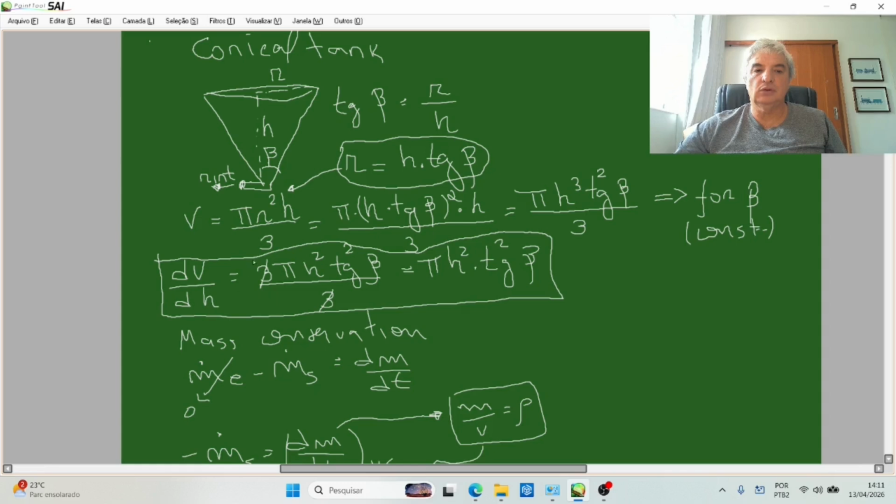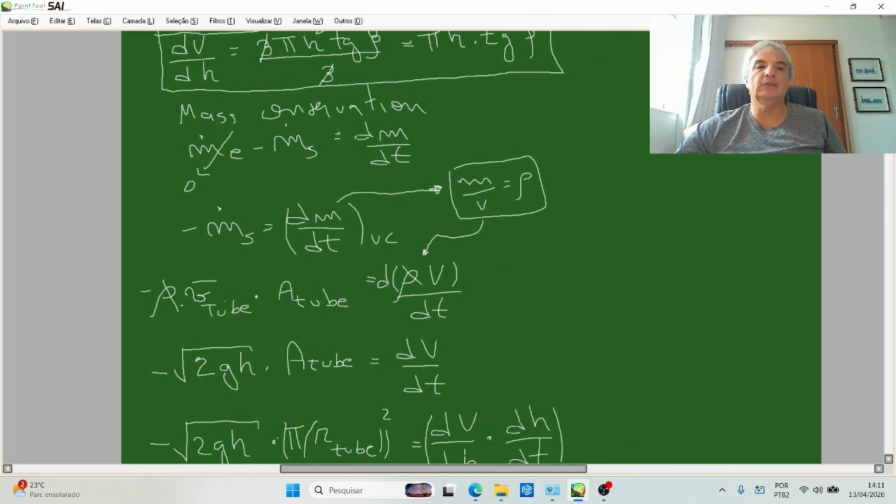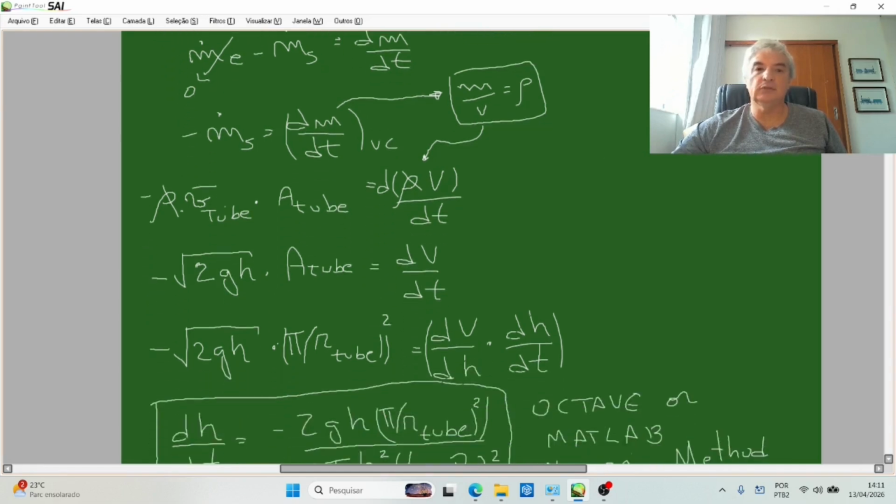Applying the mass conservation equation, the mass will be equal to the volume of the tank. There is no mass at the entrance, so the mass of the exit will be equal to the mass accumulation in the system. Remembering that mass over volume is density. Substituting the equations, and knowing that the velocity of the tube times the density and area of the tube will be equal to d(ρV)/dt. Substituting this equation here, we would have this. Let's cut the rho with rho, and we'll have this expression here.